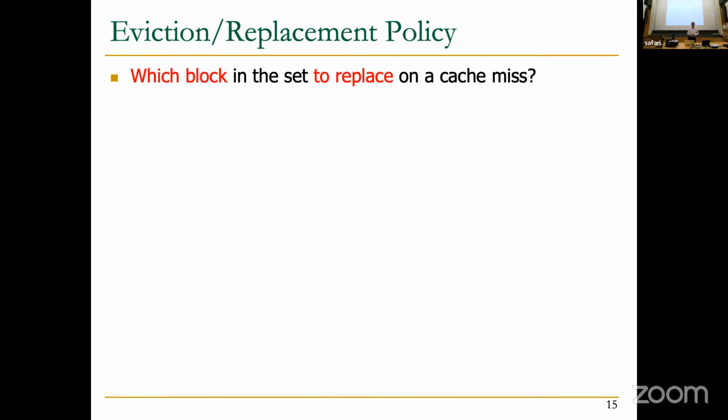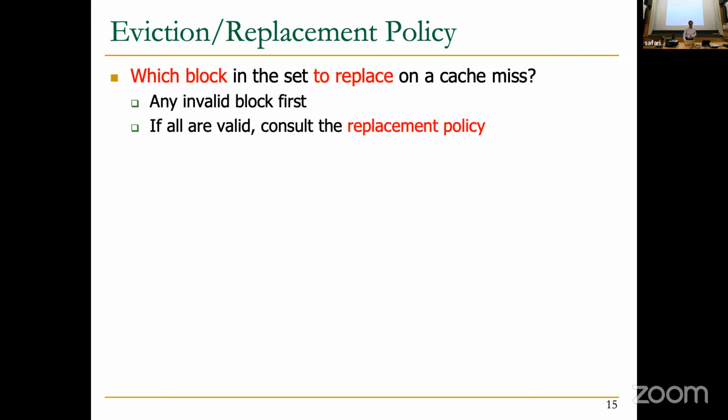So let's take a look at one of these policies, the eviction replacement policy, but this also has some implications on insertion and promotion. So which block in the set do you replace on a cache miss? As I said, if there's an invalid block, that means there's no data over there, the tag is not valid, put the incoming block there, right? That's easy. You're not replacing anything in that particular case. Assuming that there is no invalid block, which is hopefully the steady state of your cache, you consult something called the replacement policy.